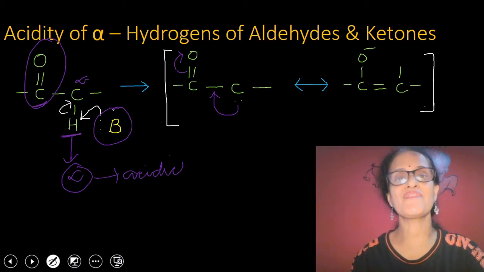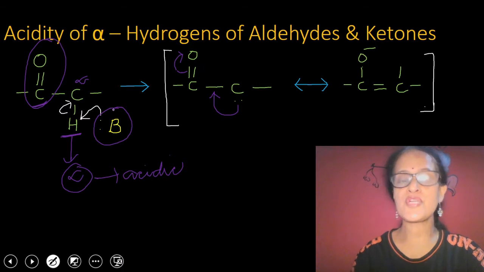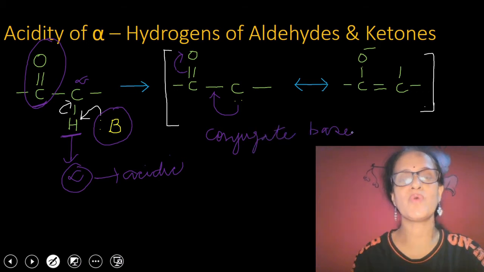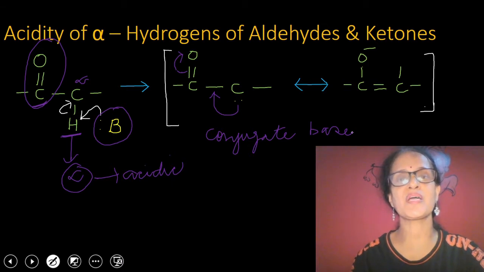In class 11th, you have learned the Lowry-Bronsted concepts of acid and bases, where you have learned that whenever any acid loses a proton, a conjugate base is formed. So you can see here, whenever a carbonyl compound loses a proton, it results in the formation of a conjugate base. So the conjugate base is written here. Once a conjugate base is formed after the loss of alpha hydrogen atom from a carbonyl compound, this conjugate base is further stabilized by resonance.